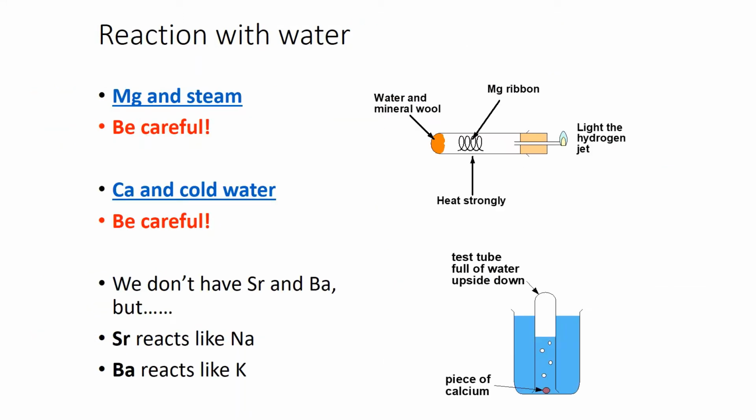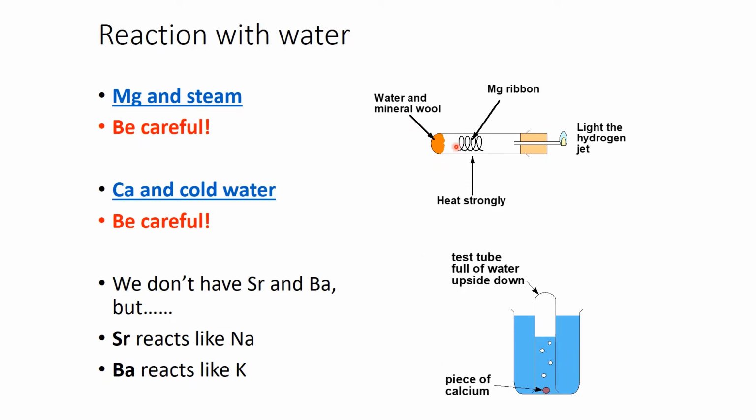Okay, in a moment I'm going to show you some reactions here in a laboratory. I'm going to show you 2 reactions. First is the reaction of magnesium with steam, and the second is the reaction with calcium and water. Now, ordinarily, I would get you to do these experiments in the laboratory, but obviously, as we're away from school at the moment, I'm going to show them to you in terms of demonstrations.